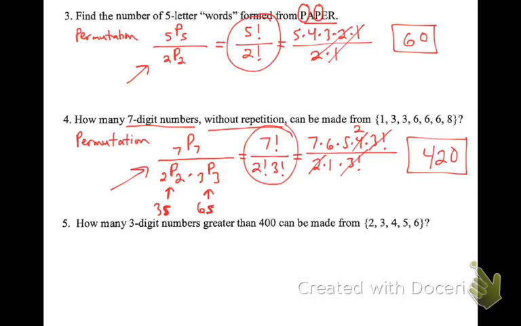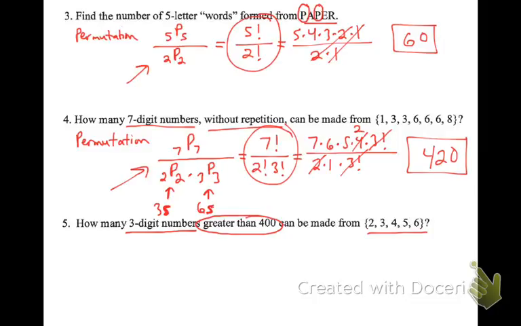Now problems like number 5 and number 6 on this note sheet are a little bit different. They're technically permutation problems, but there are some conditions involved. First condition for number 5 is that you have a 3-digit number. And the second condition is that the numbers have to be greater than 400. And we have 5 digits to choose from.